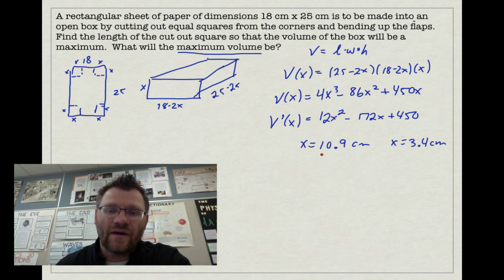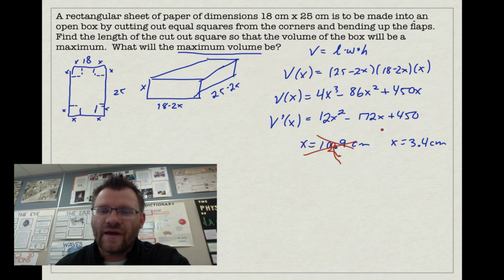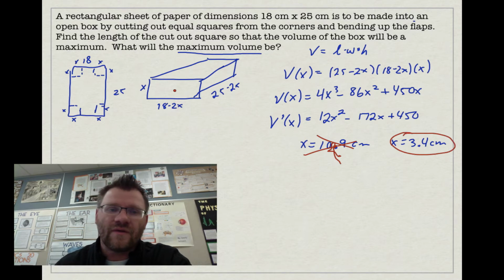Now, hopefully you can recognize that if x equals 10.9 centimeters, you can't take 10.9 away from 18 twice, because that's really close to 21, or 22 centimeters. You can't take 22 centimeters away from 18. So we're going to discard that answer. We only have one answer. So each of these squares needs to be 3.4 centimeters long.